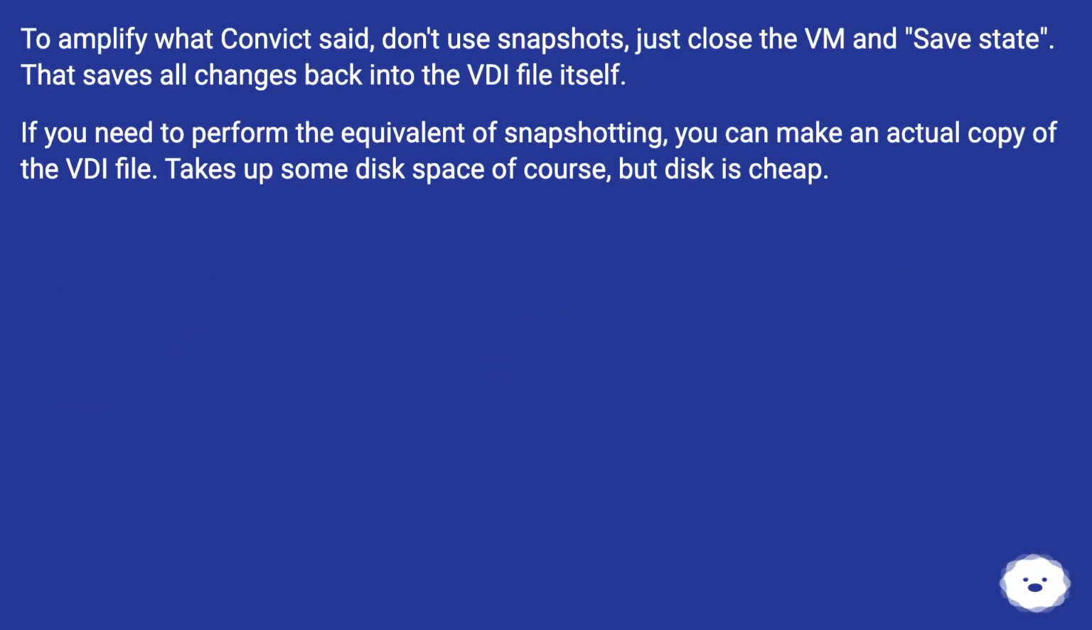To amplify what Convict said, don't use snapshots, just close the VM and save state. That saves all changes back into the VDI file itself. If you need to perform the equivalent of snapshotting, you can make an actual copy of the VDI file. Takes up some disk space of course, but disk is cheap.